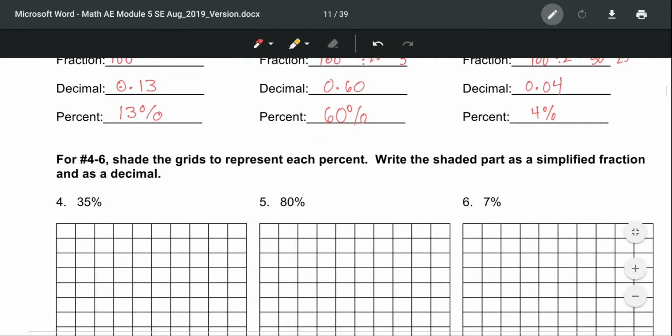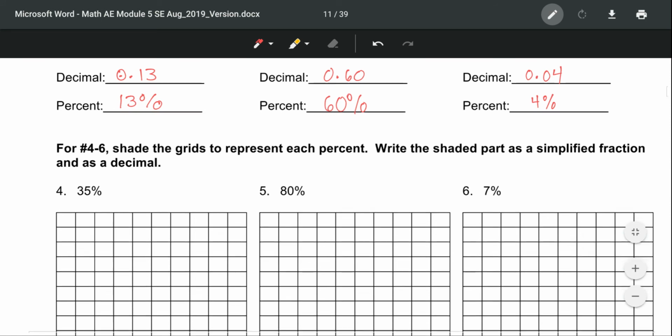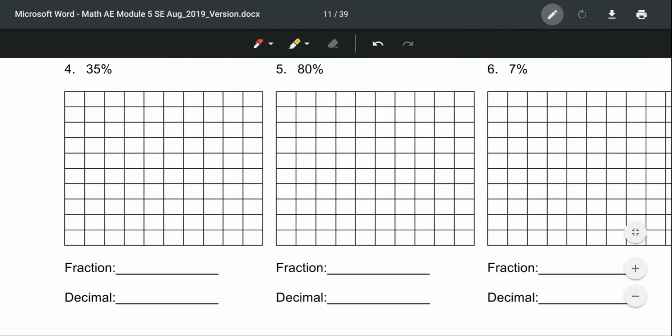Okay, number 4. We want to shade in the grid for the given percent. And then we want to write the shaded part as a simplified fraction and as a decimal. So now you're given 35%. Remember, 35% means 35 out of 100. So that means you're going to shade in 35 squares. So you should have 35 out of the 100 squares shaded in.